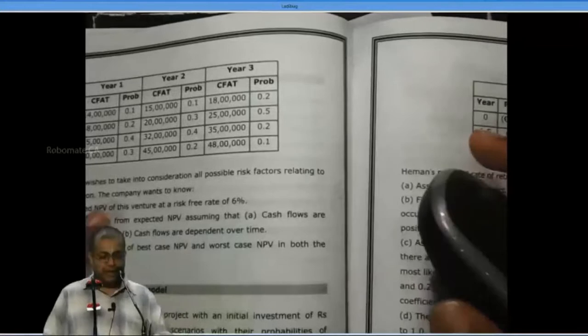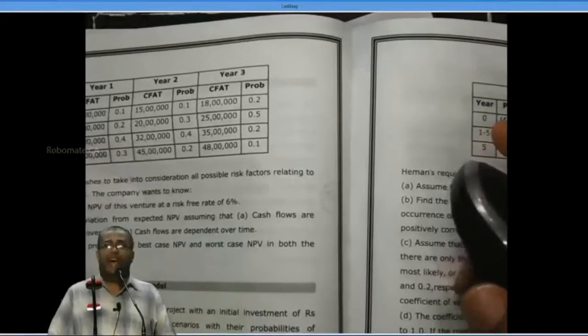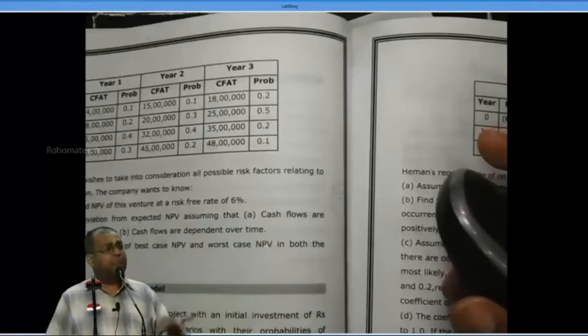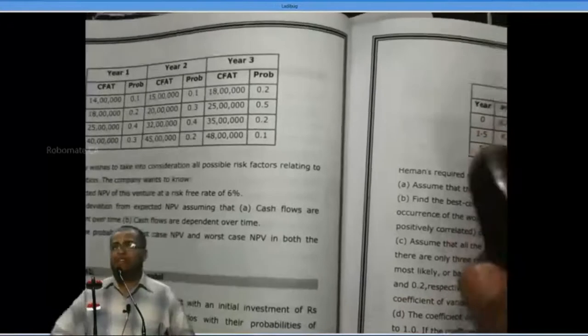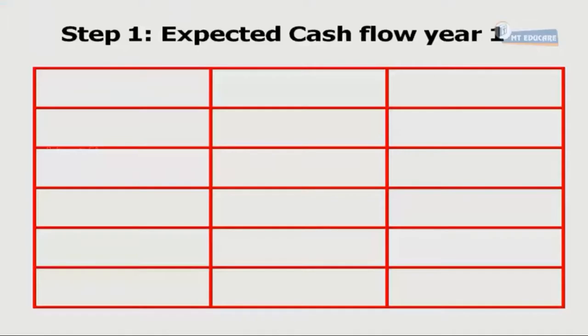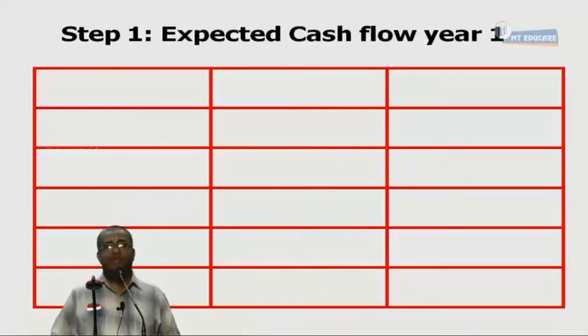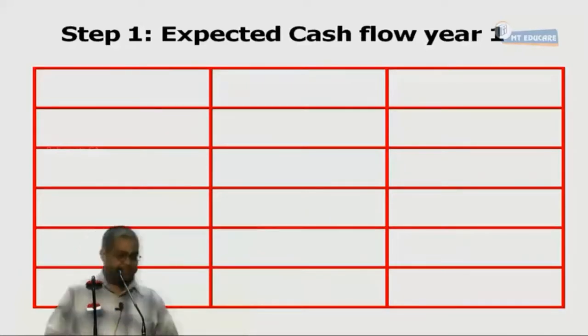First year the expected cash flow is 14 lakhs or 14 lakhs average. Simple or weighted average? Weighted average. Weights are what? Probabilities. Let's do the solution together. Write down first. Step 1. Expected cash flow year 1. Can we start now?